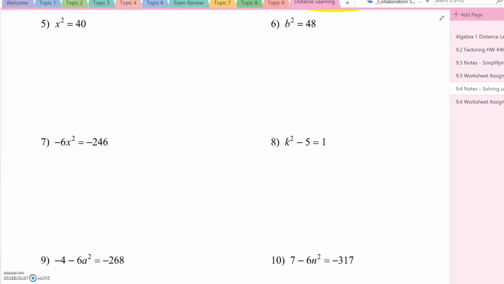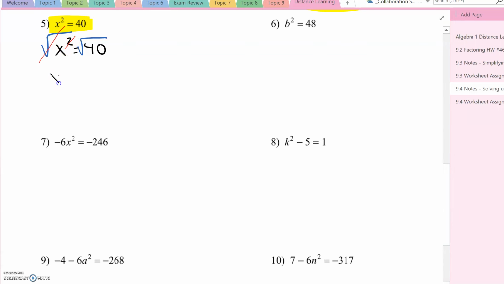So let's look at number 5. We have x squared equals 40. Remember, our instructions on this page are to solve each equation. So that means get the variable by itself. In 5, we want to get x by itself. So we don't like it that it's x squared. We want it to just be x. So we're going to take the square root of both sides because it's an equation. So what we do to one side, we must do to the other side.